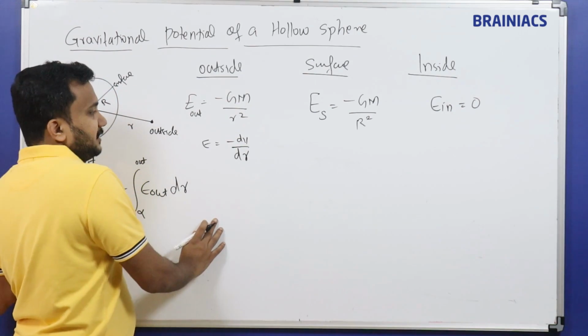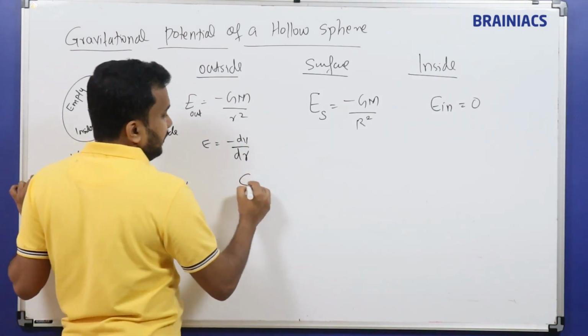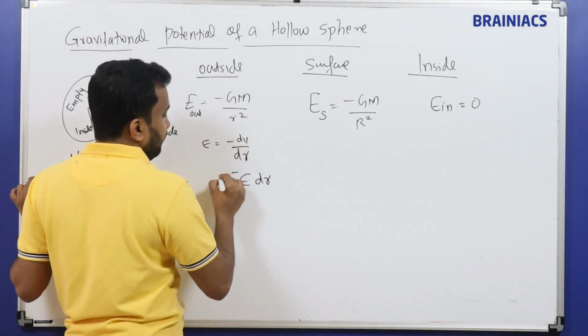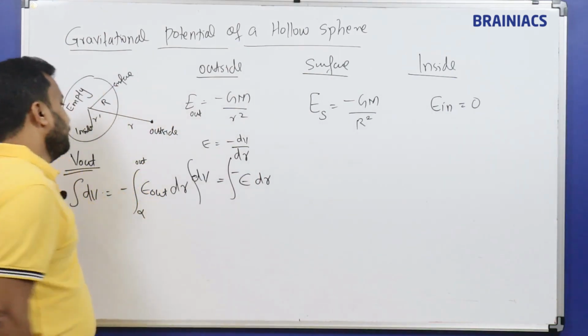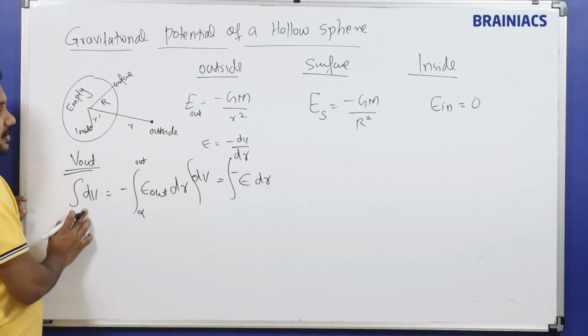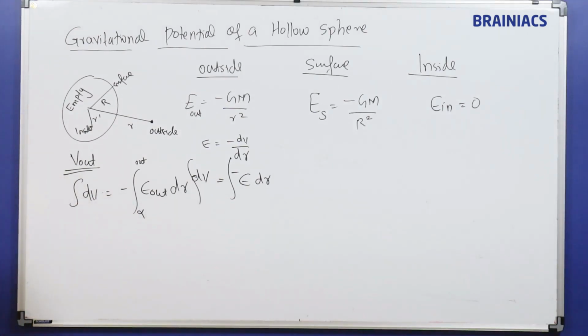E is equal to minus dV/dr. So if I multiply, it becomes E dr is equal to minus dV. So both sides we are integrating. The same expression I make use of will be here also. Okay, so this equation is correct.